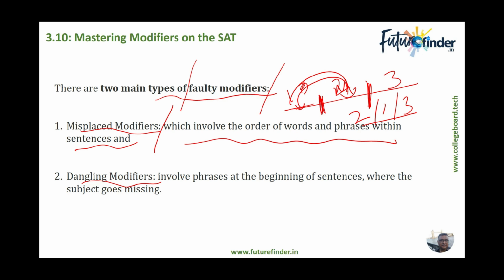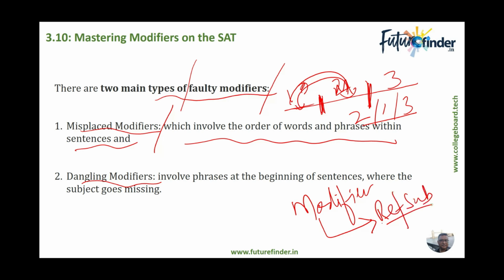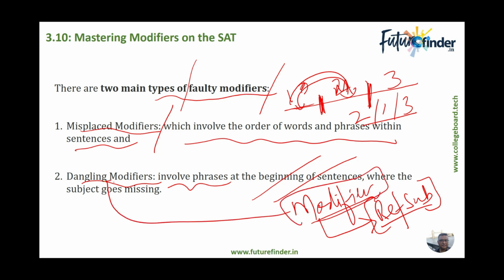And the second one is dangling modifiers. In a dangling modifier sentence, it will have a modifier, but the subject to which the modifier is referring is missing. So in this kind of scenario, the modifier is there, but the subject to which the modifier is referring is missing out of the sentence, and hence the modifier has been left dangling. It has been left in the middle of nowhere because it doesn't have a subject. So these are two possible mistakes on the SAT: one, the misplaced modifier, and two, the dangling modifier.